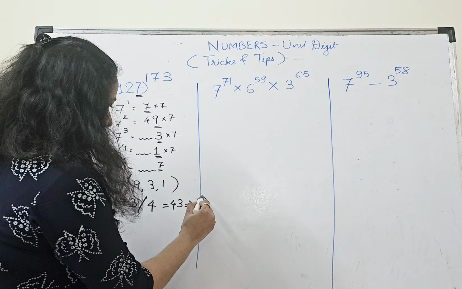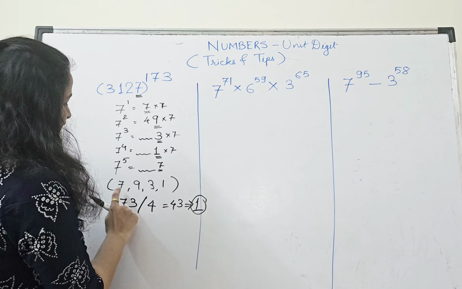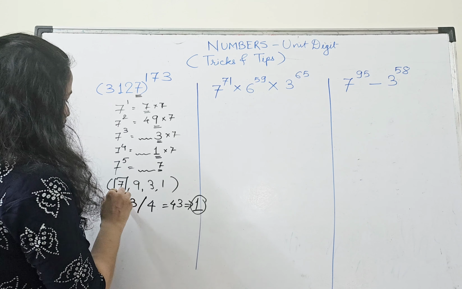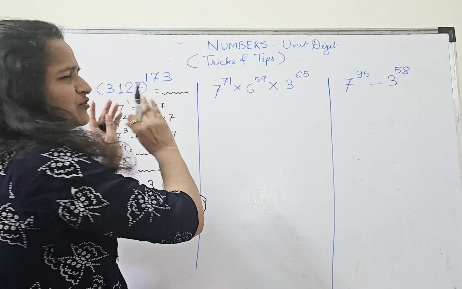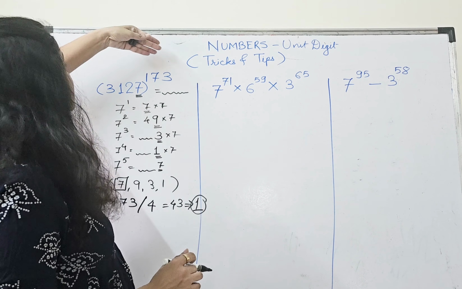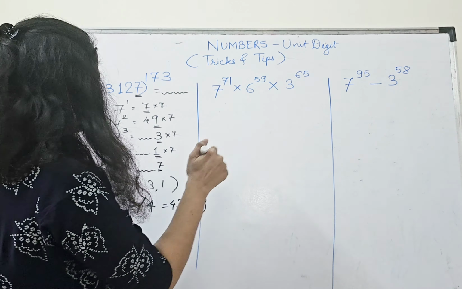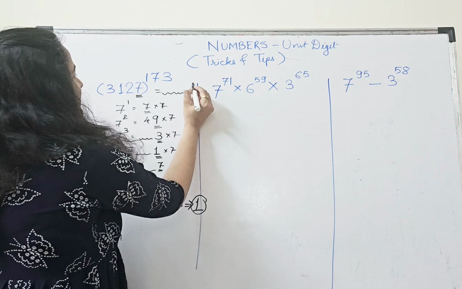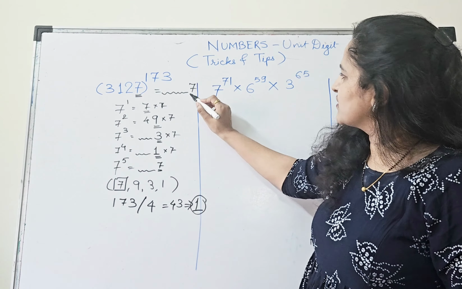You getting my point? This is the 1, which is the remainder, which means the first number in this pattern is going to be the unit digit of this. Whatever number comes, it is going to be a very huge number. You can see that already it is a 4-digit number, and then it is raised to 173 times, right? So this is going to be a very huge number, ending with 7. Ending with 7. You got my point, what I am doing here?